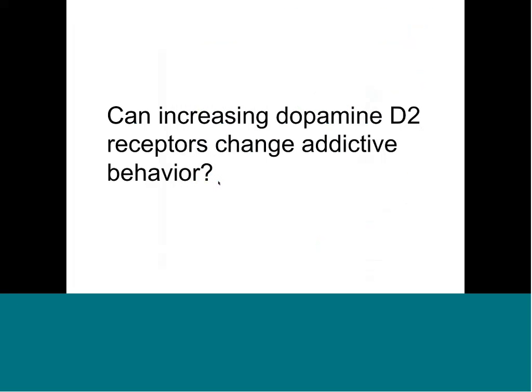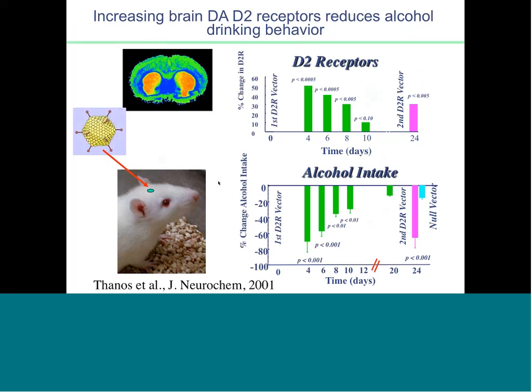So we asked the question, if you could magically increase these dopamine receptors, could you change addictive behavior? And we don't know how to do that in humans. There's some evidence that diet and exercise are very, very good for the dopamine system, but Peter Thanos in our group had some alcohol drinking rats. So he had a behavior that he could look at.